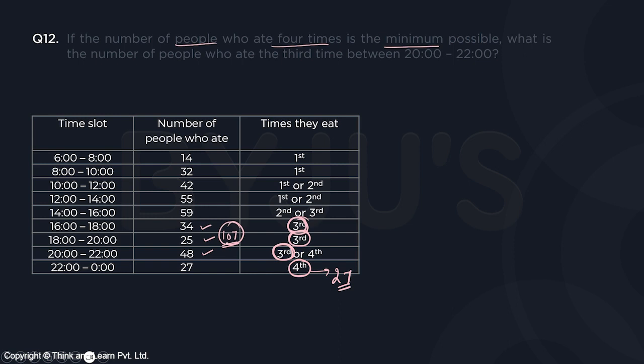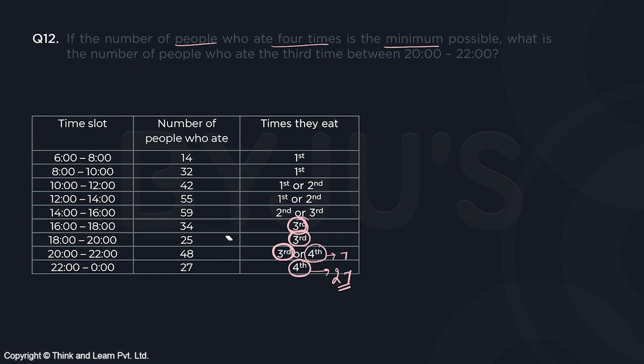That means I cannot have 107 people eating for the third time. So at least 7 would be eating fourth time over here. At least 7, right? I'm not saying exactly 7, but at least 7 would be eating fourth time over here.